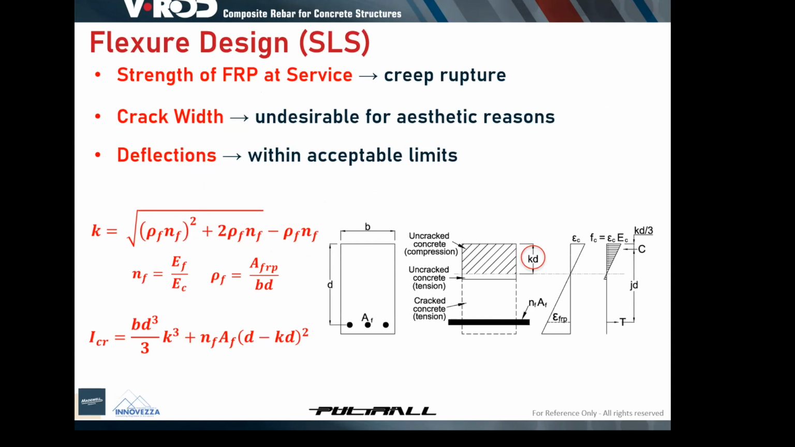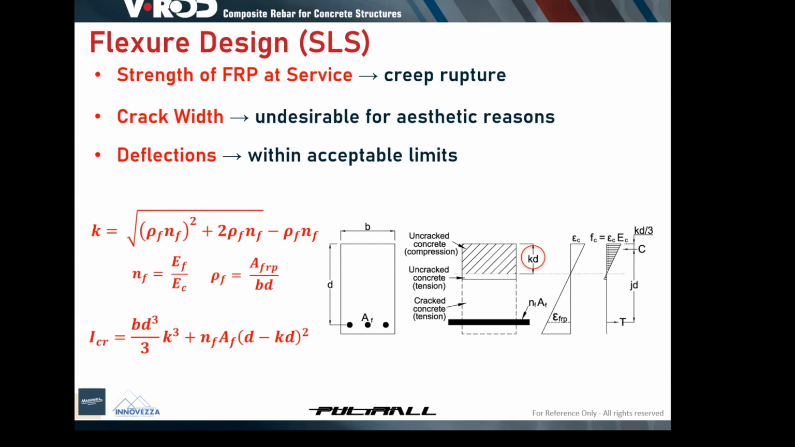But GFRP reinforcement also has a lower elastic modulus compared to steel reinforcement, which will induce more cracking and more deflections. So we need to check the flexure capacity at serviceability limit state when it comes to GFRP design. I would say that in 90% of the cases, the design of the GFRP reinforced element is controlled by the flexure capacity at serviceability limit state. At serviceability limit state, we need to check at least three things. We need to check the strength of the GFRP reinforcement at service to avoid creep rupture of the GFRP bars. We need to check the crack width.